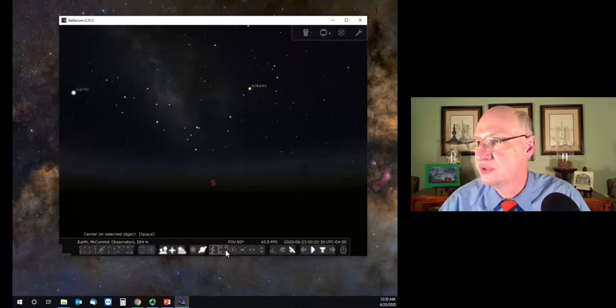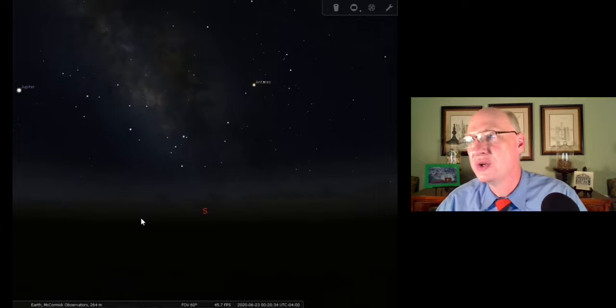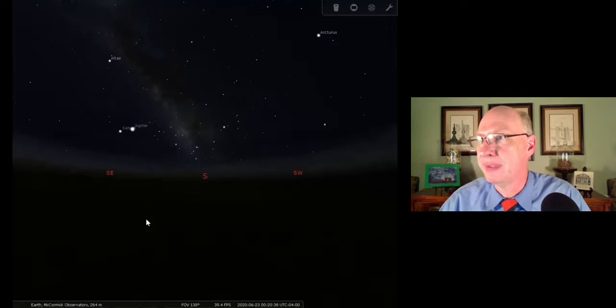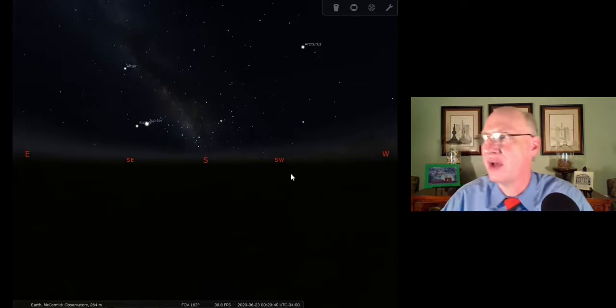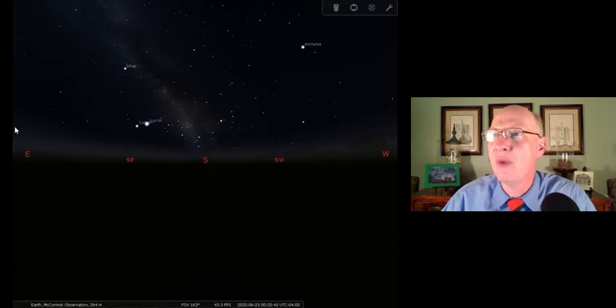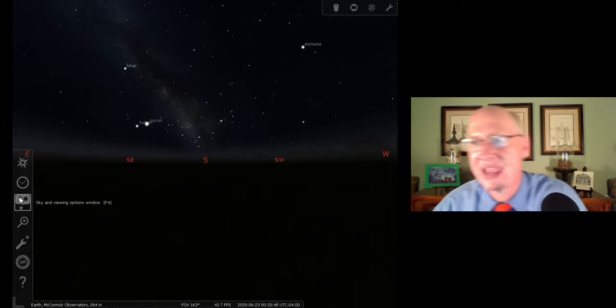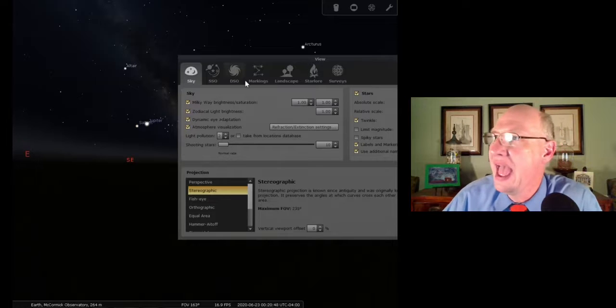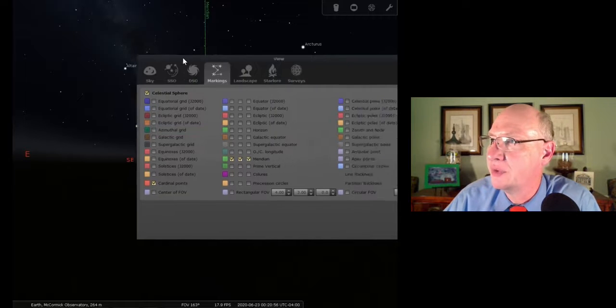Let me go ahead and full screen it over here. All right, so there's Stellarium. What I want to do is zoom out a little bit so that we can see more of the sky. So now we can see east, south, and west on there. And I want to bring up the meridian. So I come over here to the sky and viewing options window, and then I come over here to the markings, and where it says meridian, I'm just going to click all these boxes. It's going to show us the meridian and the markings on the meridian.